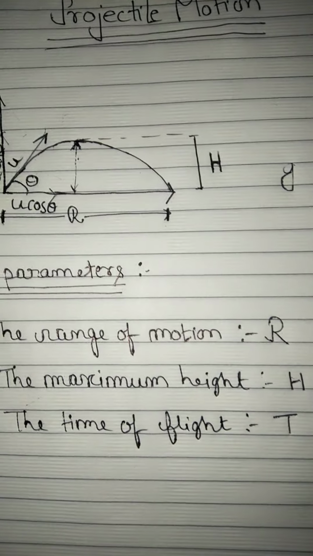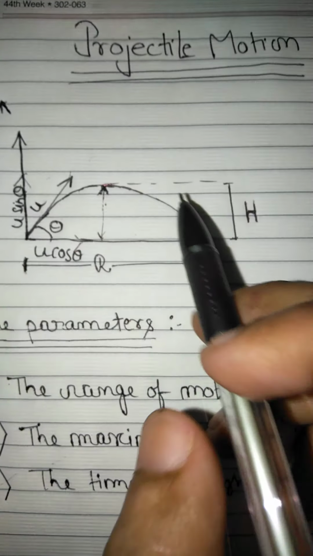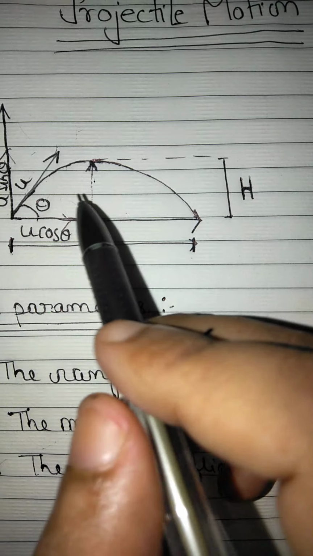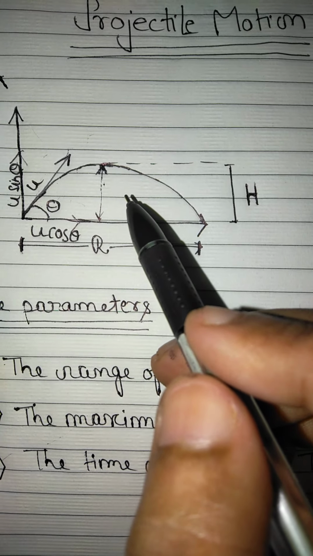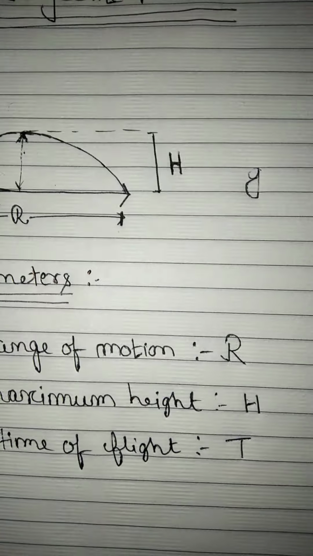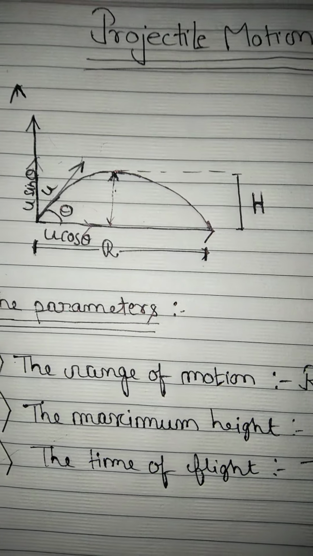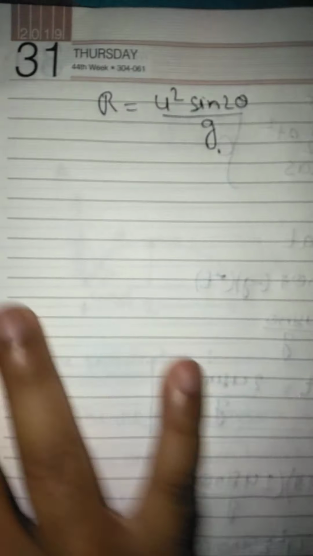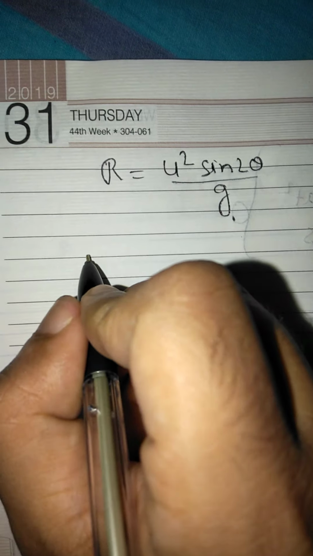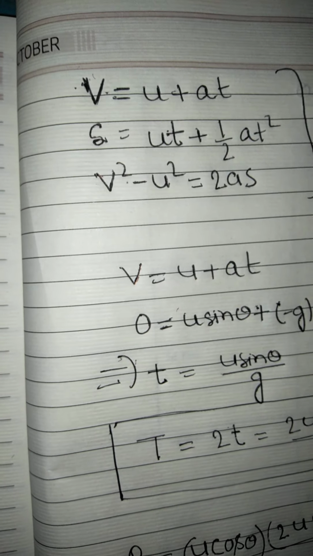Now we'll derive the third and last parameter, which is the maximum height. Since the maximum height is in the y direction, the acceleration due to gravity, which is g, will come into the picture again. So for that we are going to apply the second equation of a constant accelerated motion.